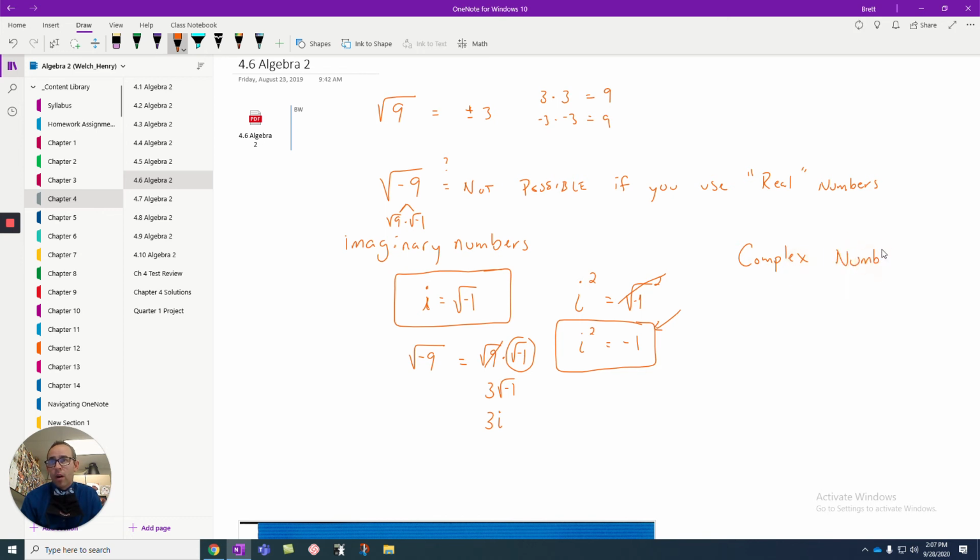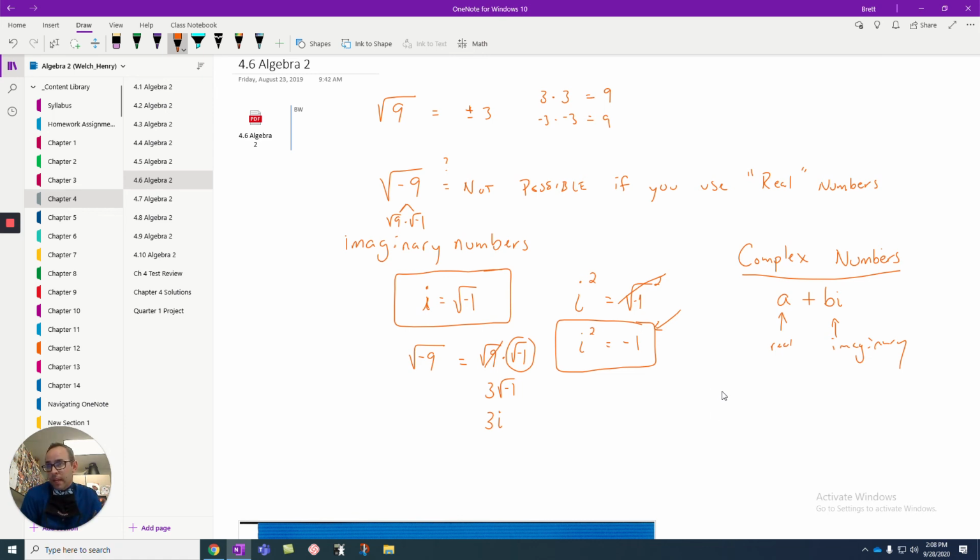When we talk about complex numbers, we're talking about any number that can be written as a real number or an imaginary number or a combination of both. So we have real and we have imaginary. A real number can't be combined directly with an imaginary number, but they do have interactions with each other.